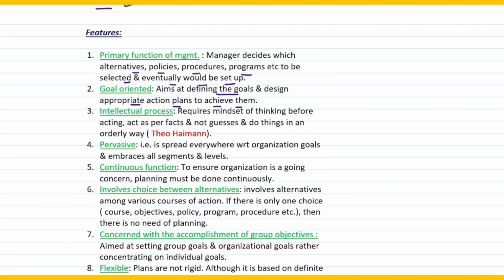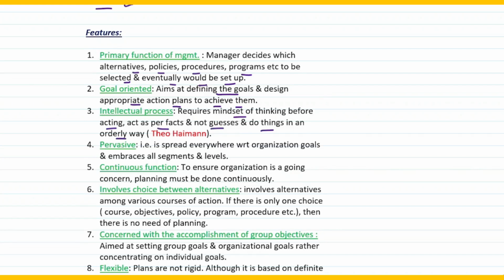The third one is intellectual process. It requires a mindset of what? Thinking before acting. So you need to think before you do anything so that your plan is very concrete and it's executed properly. Thinking before acting based on what? As per the facts and not guesses. So you should not assume things. You basically have to forecast or estimate things based on the facts and do things in an orderly way.